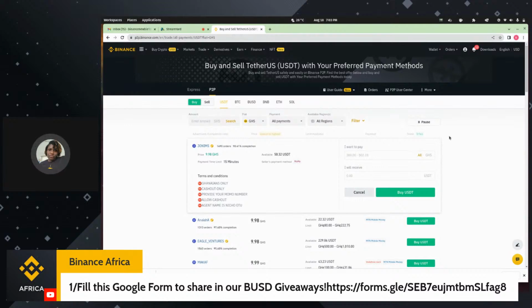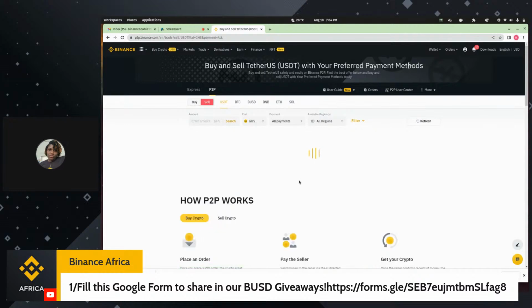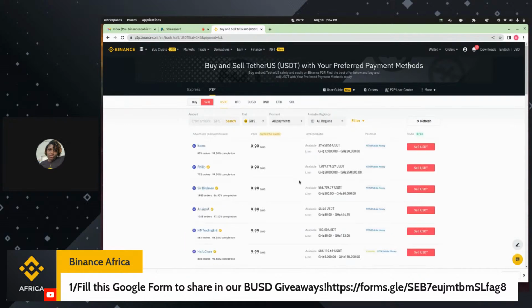And anytime a trade sounds too good to be true, you should be wary of that, because sometimes malicious actors will post very attractive ads to lure newcomers. So when you look at the market price, as you can see, we can see 9.98. If you want to sell, let's go to sell. Let me just give an example. So we are selling USDT, one USDT at 9.99.